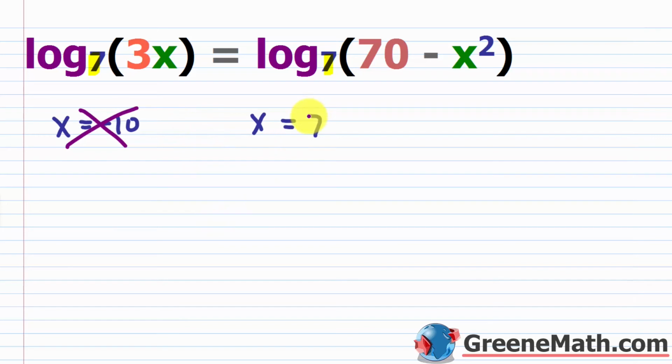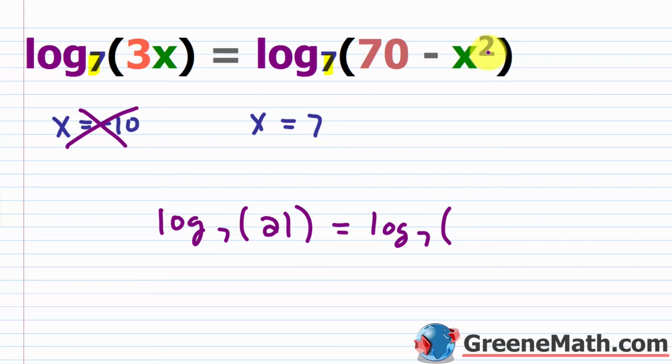Now I can try 7, and I can say, okay, I have log base 7 of, what is 3 times 7? That's 21. And this equals log base 7 of, 7 squared is 49, and 70 minus 49 is 21 as well. So this one does work out as a solution.